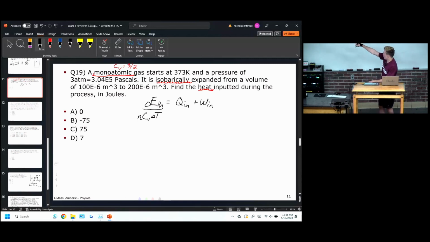And then work is replaced with whichever it's equal to for the given process. It might be nRT ln V final over V initial, or it might be minus P delta V, or it might be 0. For an isobaric process, work is minus P delta V, because P is constant. You don't need to do the integration. Okay, so I'm going to rewrite the first law. And again, I haven't done anything terribly complicated yet.